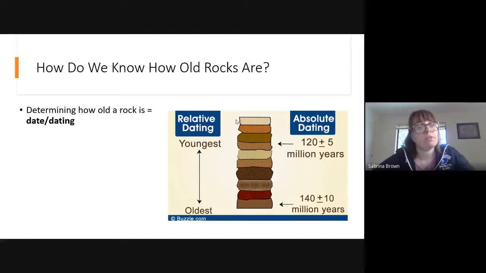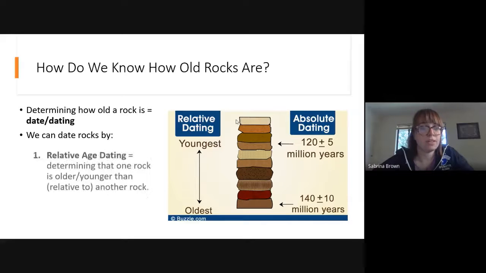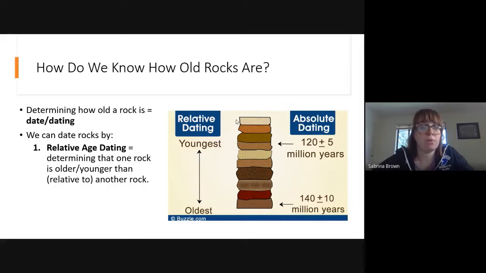So the process of determining how old a rock is referred to as dating. And we can date rocks in two ways. We can date them using what we call relative age dating, which is determining that one rock is older or younger than another rock, right? So the relative comes from one rock is older relative to another or younger relative to another rock, right?